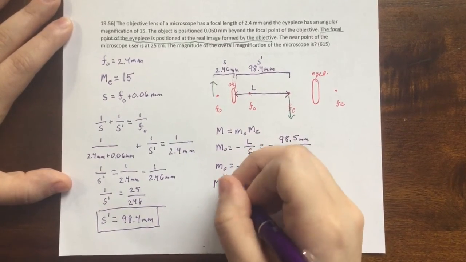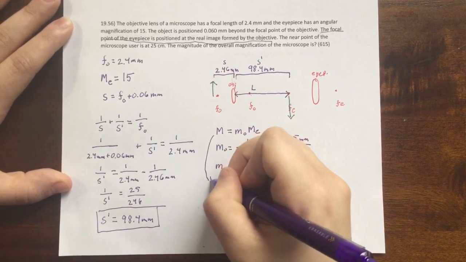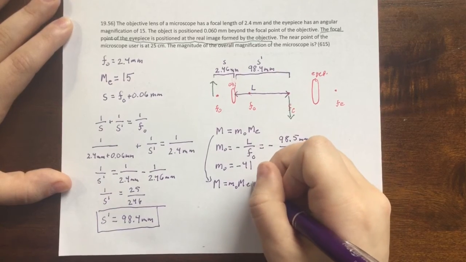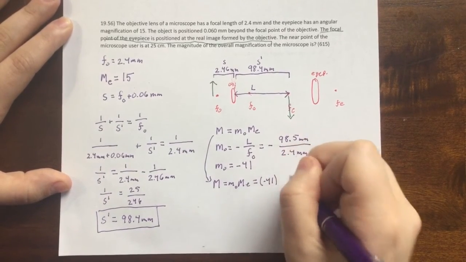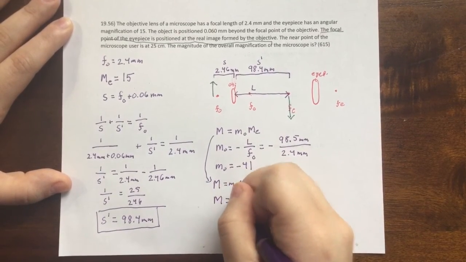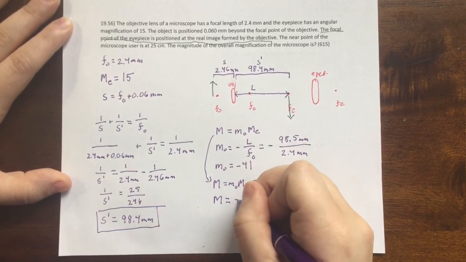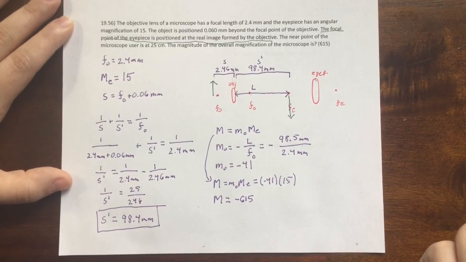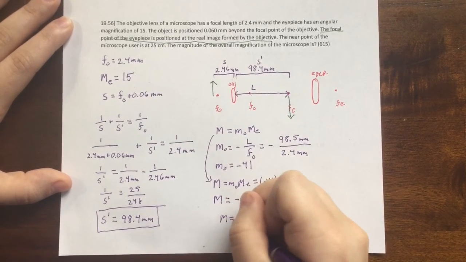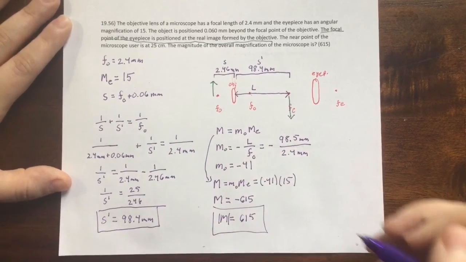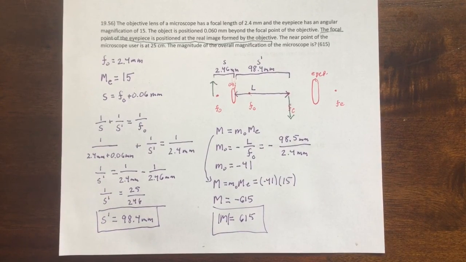Plug that into our equation here. M equals MO ME equals minus 41 times 15. Our final magnification is minus 615. It was just asking for the magnitude though, so we can say that the absolute value of the magnification is 615. That is a microscope.